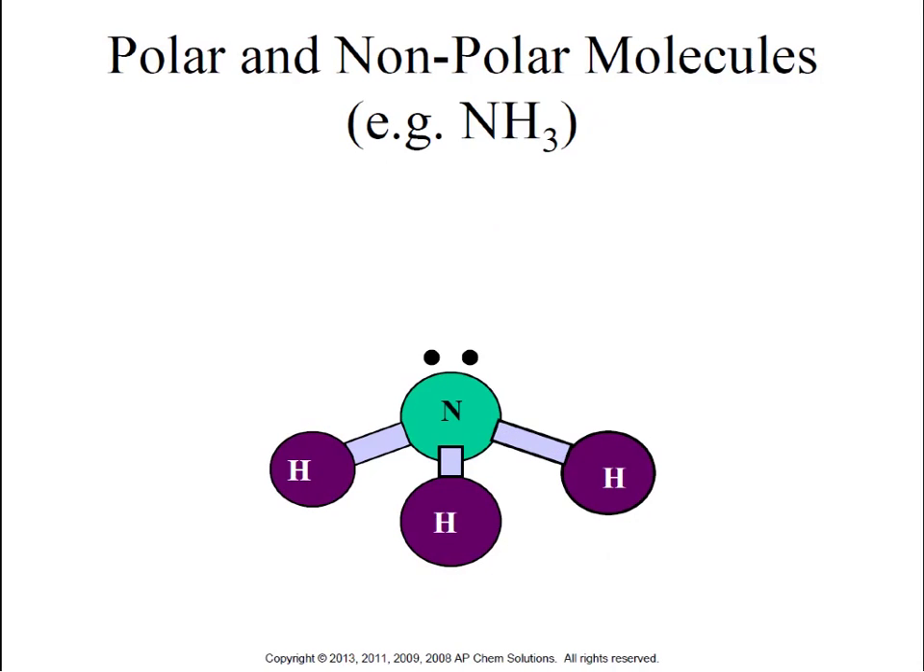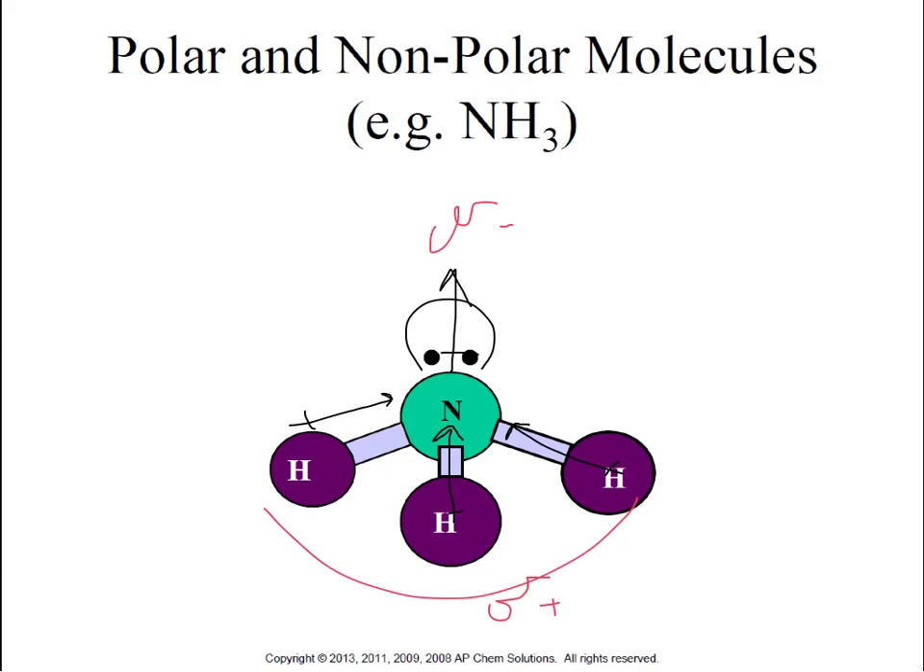And with this trigonal pyramidal structure, nitrogen being more electronegative than hydrogen, it's going to pull the electrons towards it. And since this is not symmetrical, because we've got that lone pair up there, we're going to wind up with a pull overall that way. And so we're going to have a dipole negative, and this region down here would be dipole positive. So this would be a polar molecule.